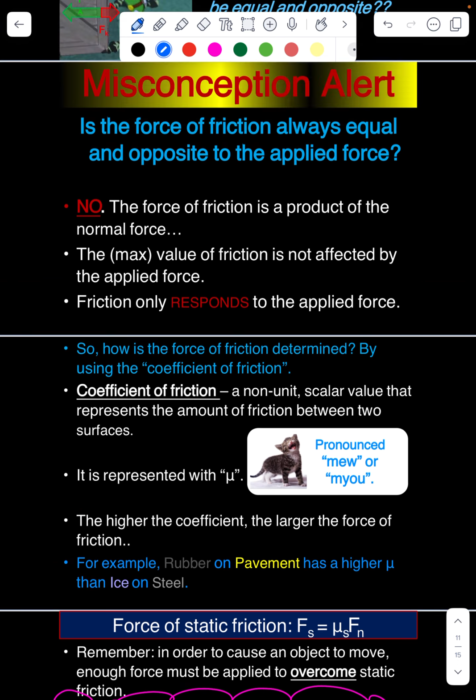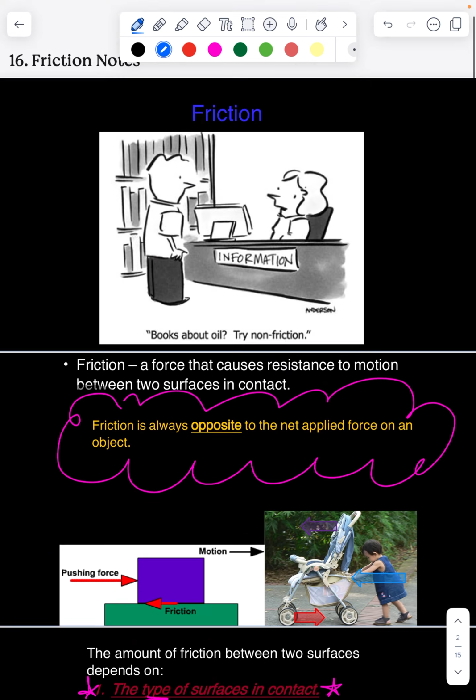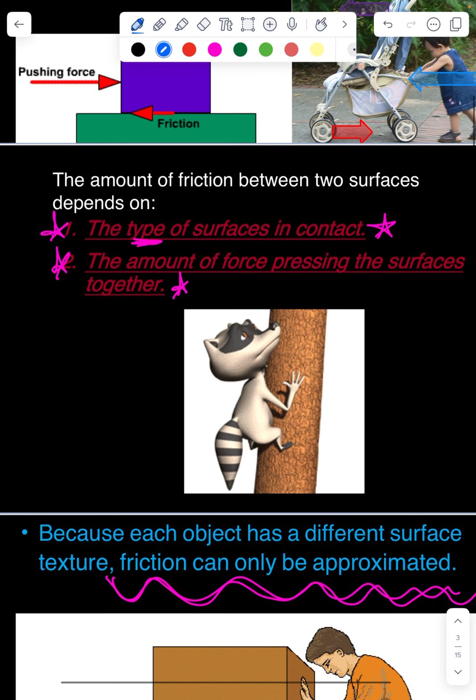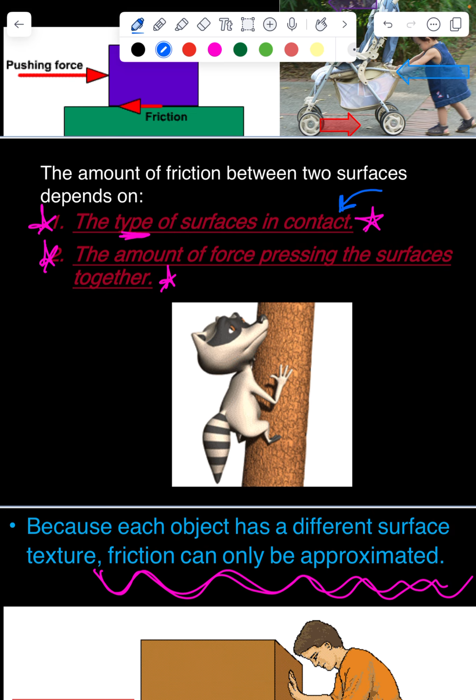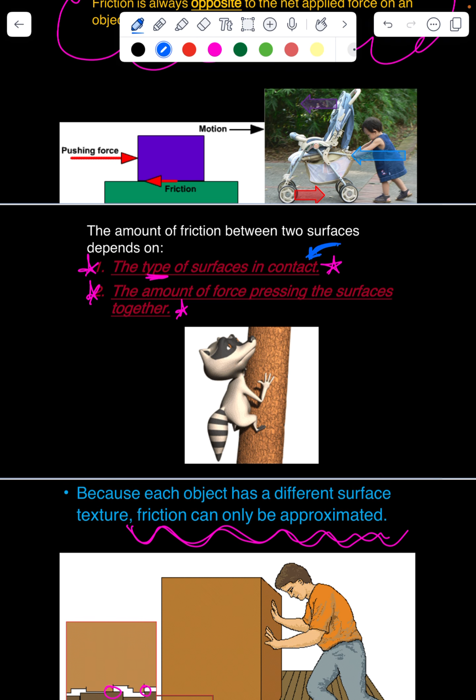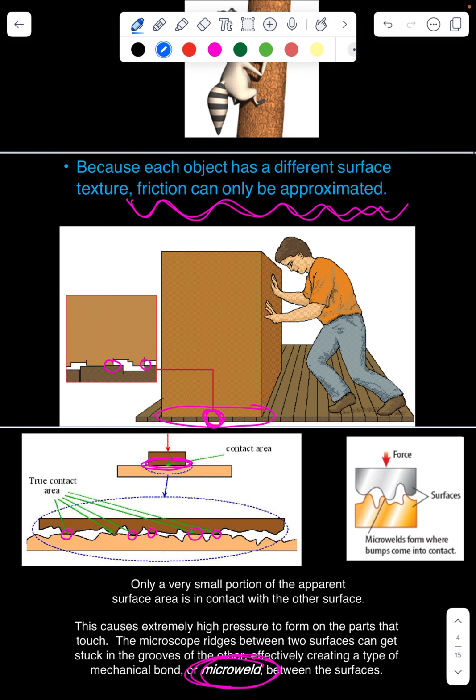Once again, the only two things that determine the amount of friction between two surfaces are the type of surfaces in contact with each other, and the amount of force pressing the surfaces together. Looking at the type of surfaces in contact, like we said, rubber on cement is going to have a lot more friction than steel on ice. How does that come into play when we calculate the amount of frictional force?